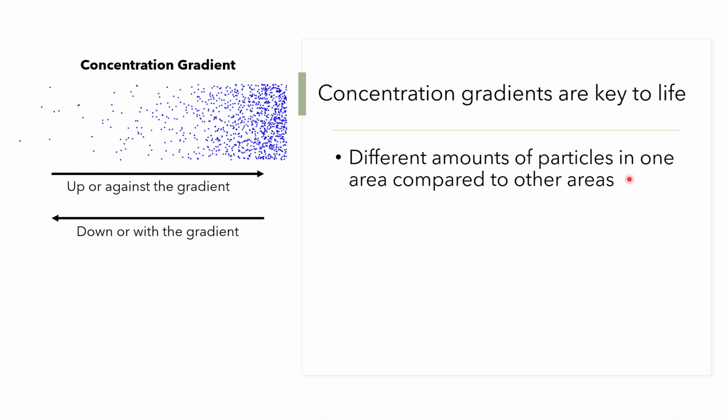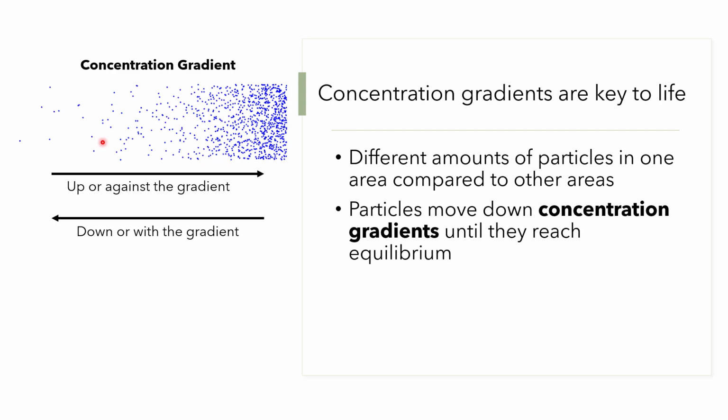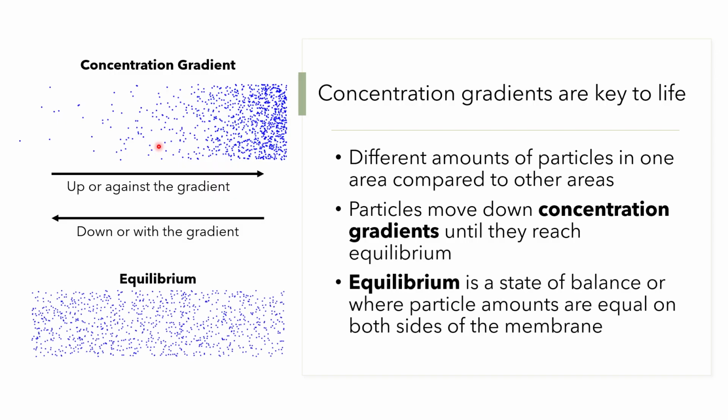For the case of what we're discussing, most of the time imagine a membrane right here. So we're going to have a high amount on one side of the membrane and a lower amount on the other side of the membrane. Now, particles will move down their concentration gradient from a high to a low concentration just based on the second law of thermodynamics. And they will do this until they reach equilibrium, where there's a state of balance, or where the particles are equal on both sides of the membrane. So here we see a gradient. Here we have equilibrium, where it is equal chaos everywhere.